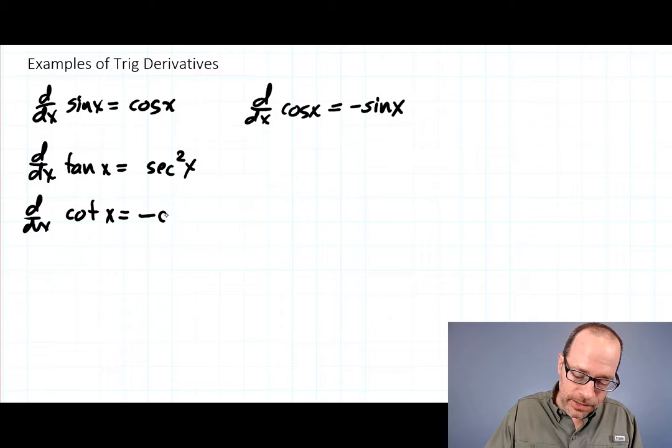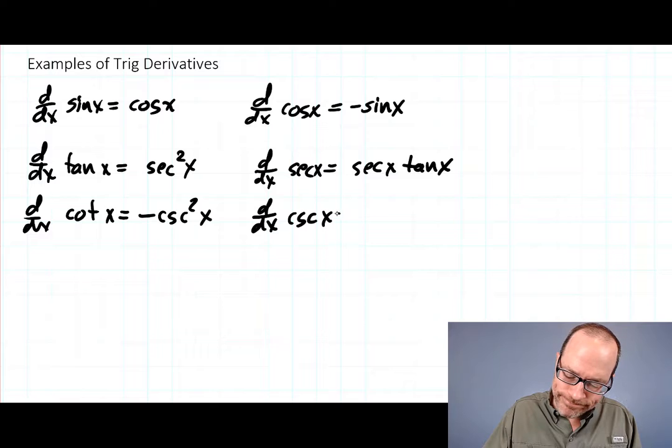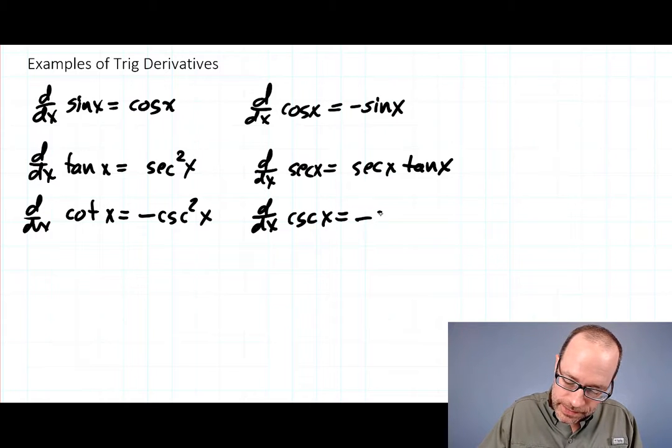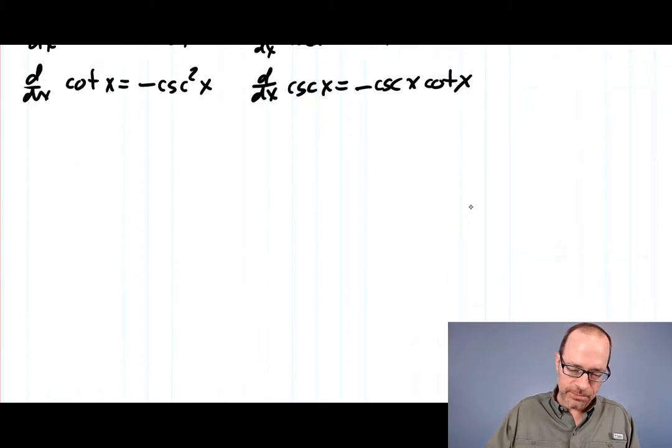was minus cosecant squared. Derivative of the secant was secant tangent. And derivative of the cosecant was the cosecant, well, with a minus sign, minus cosecant cotangent. All right, so let's do some examples.